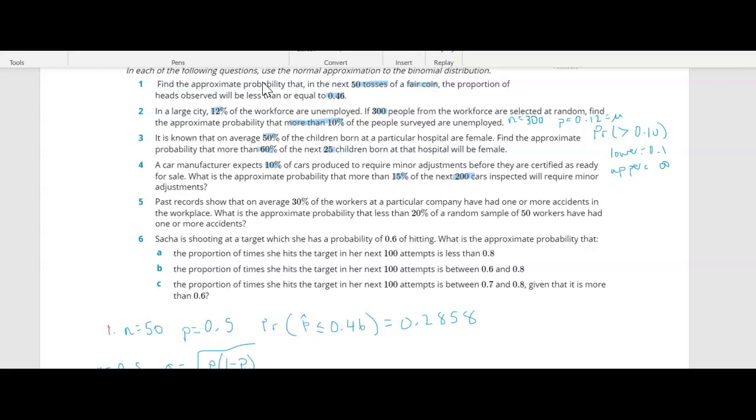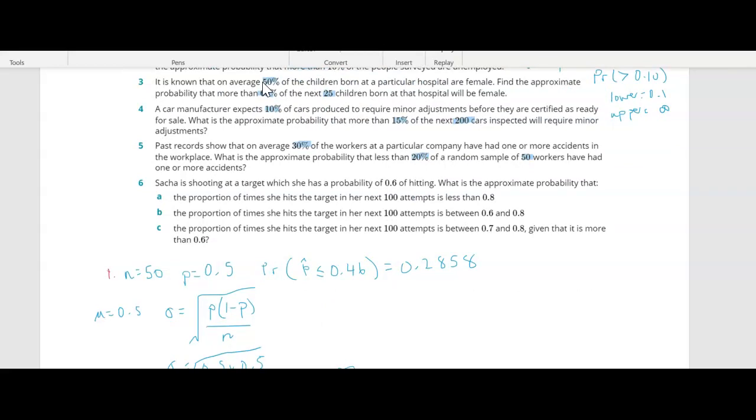All right, question 5. Past records show that on average 30% of the workers at a particular company have one or more accidents in the workplace. What is the approximate probability that less than 20% of a random sample of 50 have had one or more accidents? So P equals 0.3, which is the same as your mean. N is 50, so use those two values to get your standard deviation. Remember the standard deviation formula here.